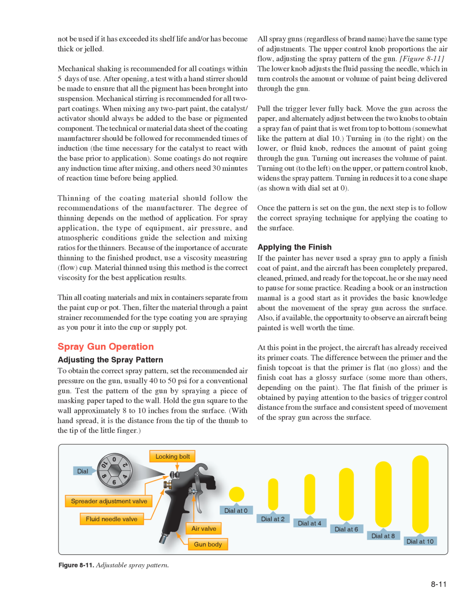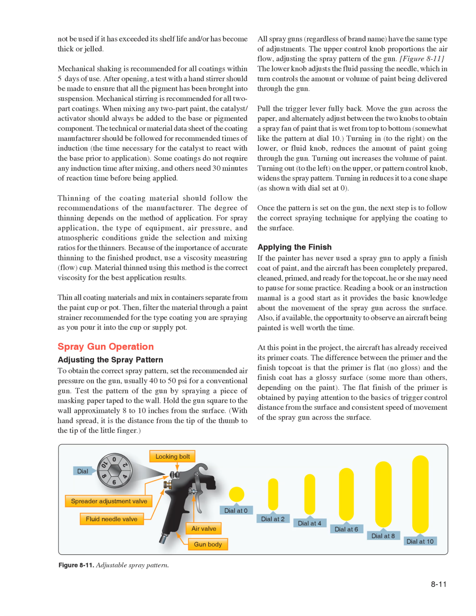All spray guns, regardless of brand name, have the same type of adjustments. The upper control knob proportions the airflow, adjusting the spray pattern of the gun. Figure 8.11, the lower knob adjusts the fluid passing the needle, which in turn controls the amount or volume of paint being delivered through the gun. Pull the trigger lever fully back.